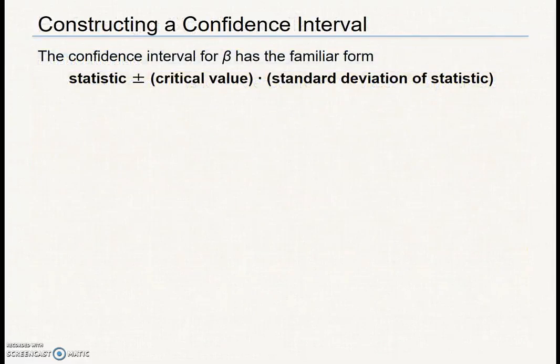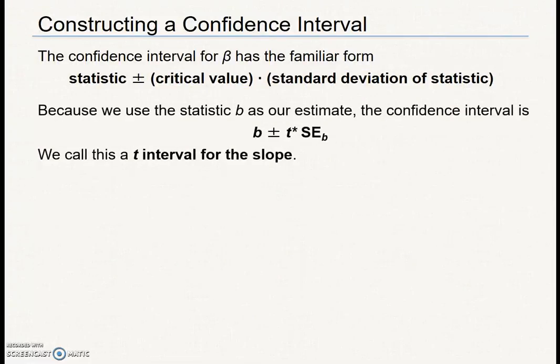Okay, so constructing a confidence interval is the same. We kind of talked about that already. Notice that your critical value is t star. Again, just to reiterate, you would be using a degree of freedom of n minus 2.